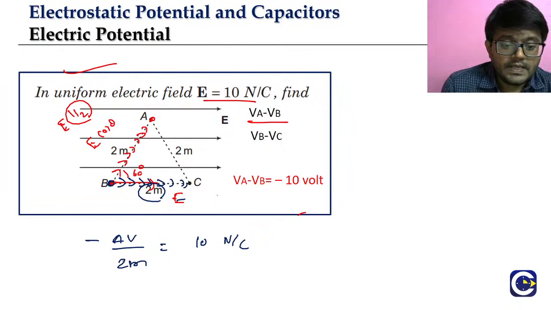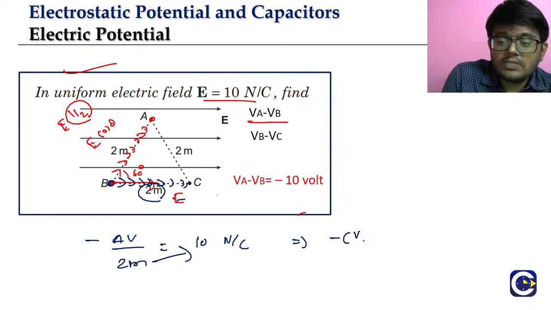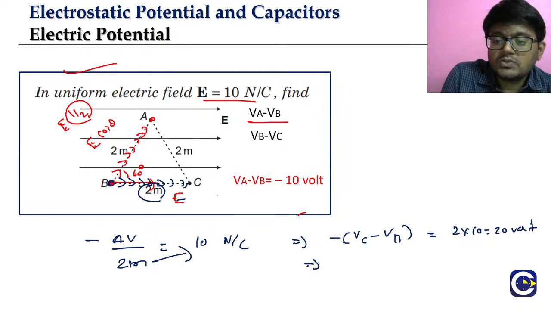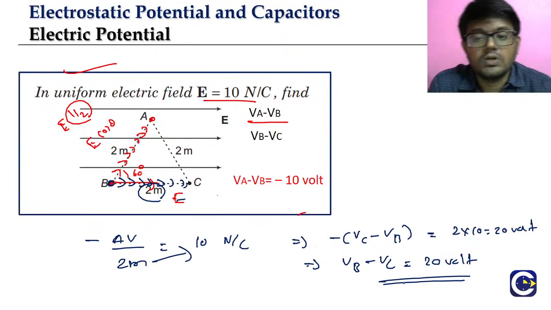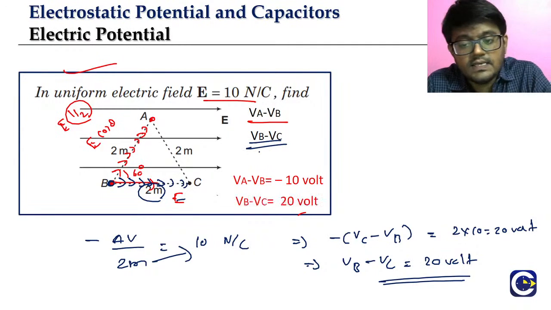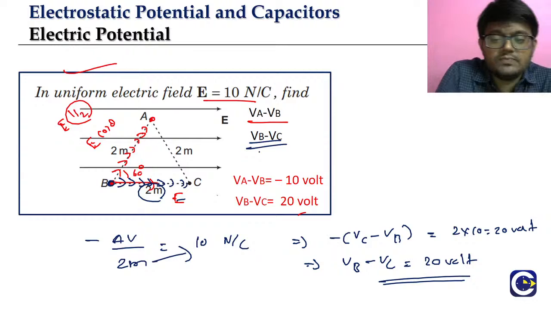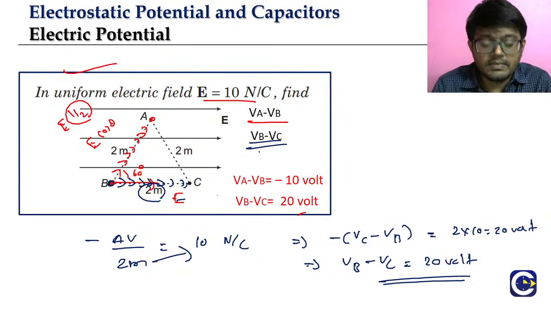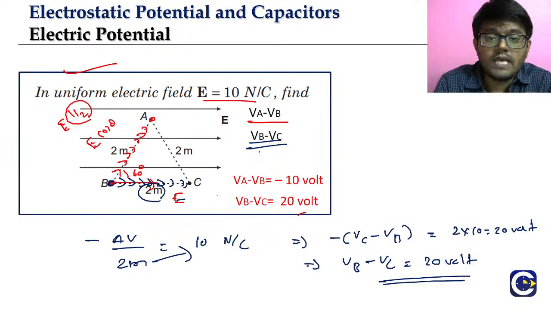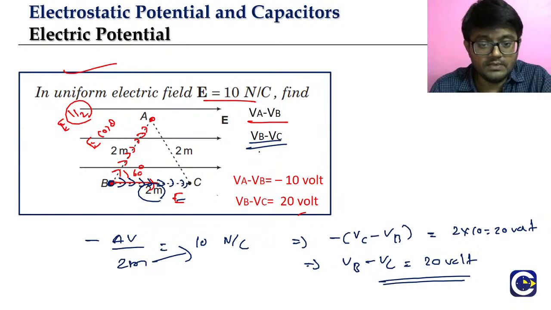Now the 2 on the other side will go to the numerator. So minus of delta V means VC minus VB is equal to 2 into 10, that is 20 volt. So taking the minus, the sign will change, right? It will be VB minus VC. So VB minus VC will be equal to what? 20 volt. What are they asking us? VB minus VC value. What is VB minus VC? 20 volt. Okay. So in questions like this we have to also be careful about the sign part. For example, if you have a question in the final examination on that, then what will you have?